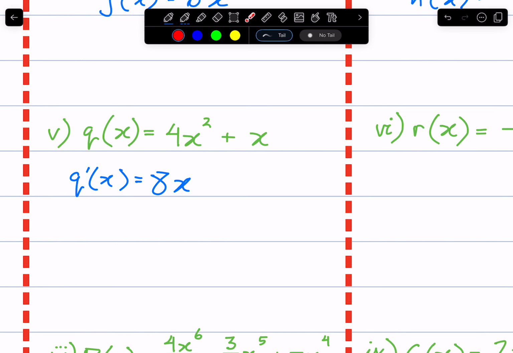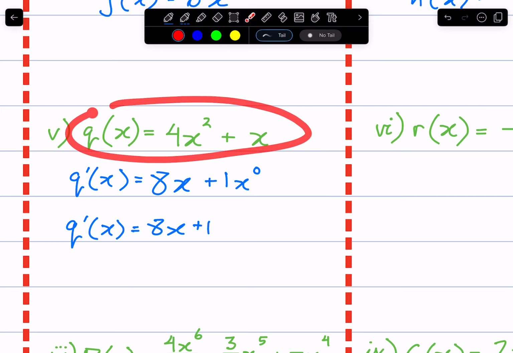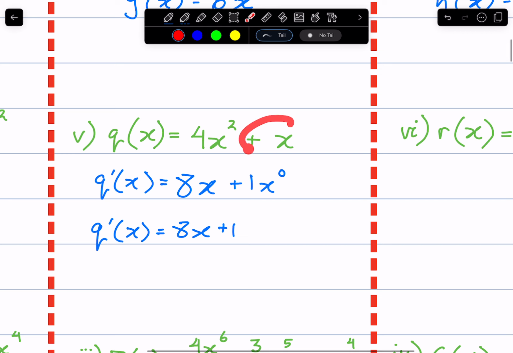Now for this one, even if we follow the same rule, take a look at what happens. 1 goes to the front, so it'll be 1x to the power of 0. But x to the power of 0 is just 1. So this is really 1 times 1, which we can simplify and write as 8x plus 1. So in short, you can go from here straight to the derivative. A shortcut for this is wherever you see a single x term with a power of 1, whatever the coefficient is, that is its derivative.